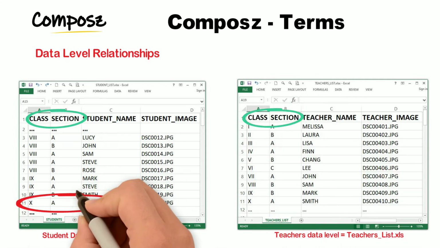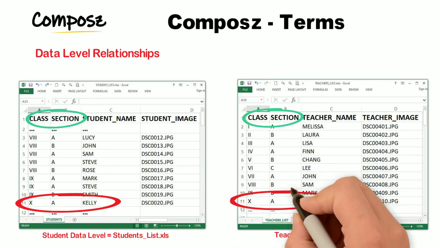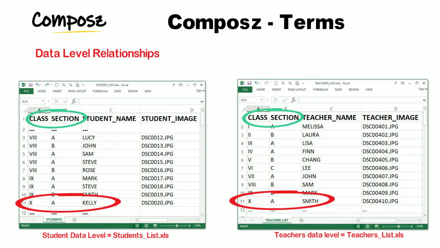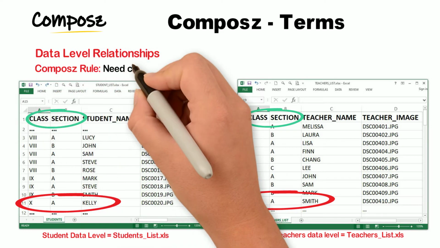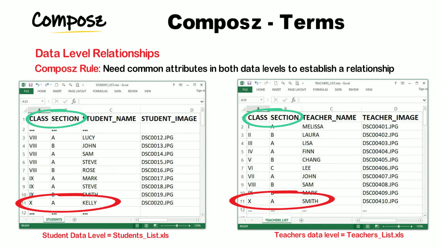Now if you look at the data in student data level for the class and section values, you can readily tell which students are studying in Class X and Section A. Similarly, if you look in the teacher data level for the class and section values, you can easily tell which teachers are taking classes for Class X and Section A. By looking at both data levels, now you can tell which teachers are teaching which students in which classes and sections. Composz rule: you need common attributes present in both data levels to establish a relationship.